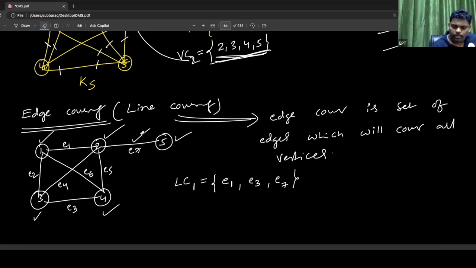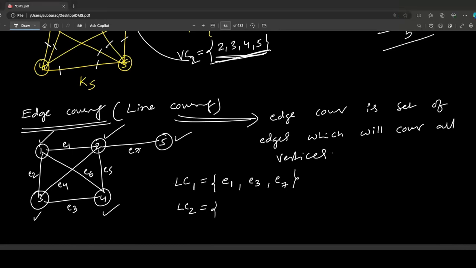Please be careful. By taking E1, both the corners are covered, meaning 1 and 2. By taking E3, both the corners are covered, 3 and 4. By taking E7, both the corners, 2 and 5; 2 is already covered, no problem, and 5 also. This is one line covering. Edge covering is a set of edges which will cover all vertices. Can you do one more like that? Complete this.